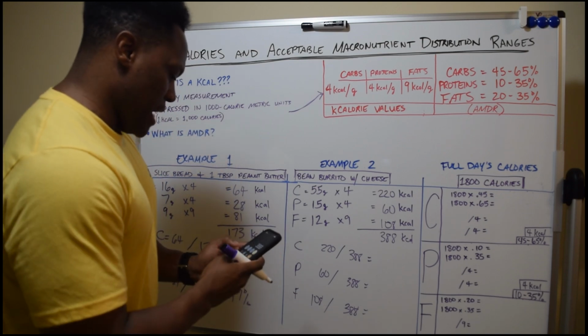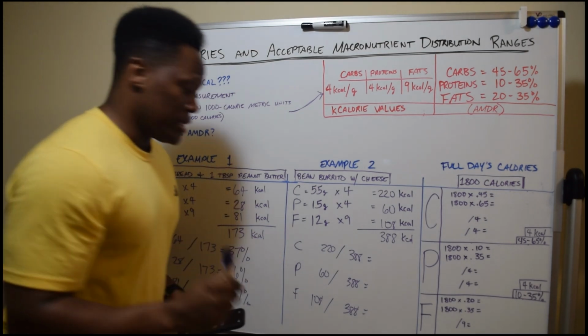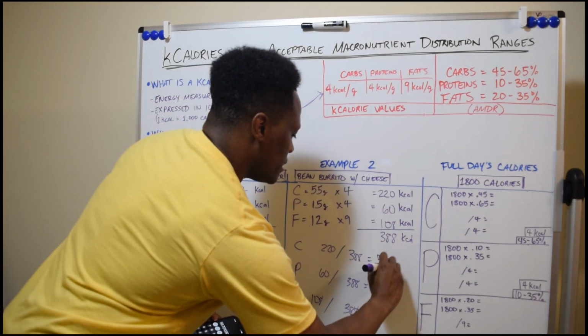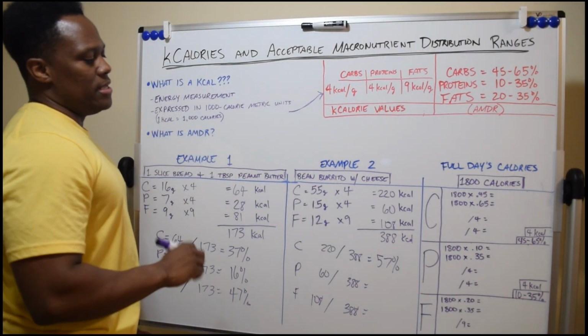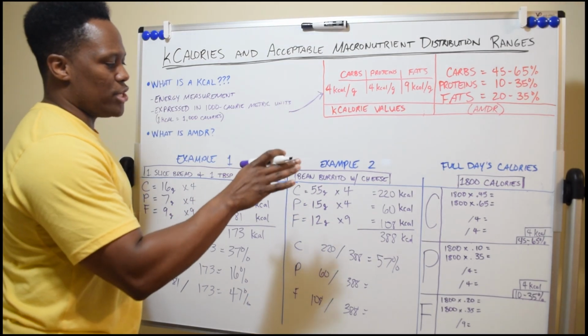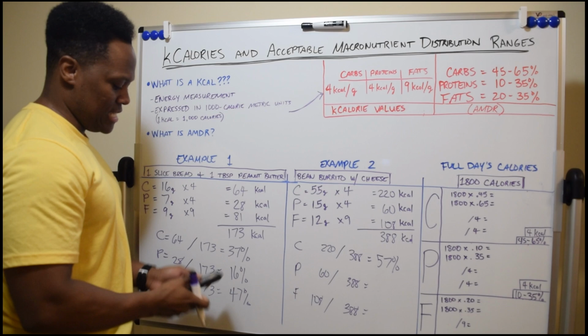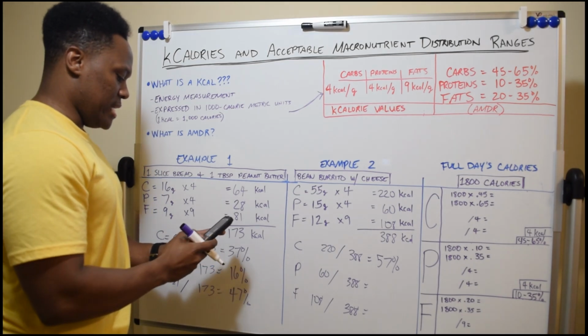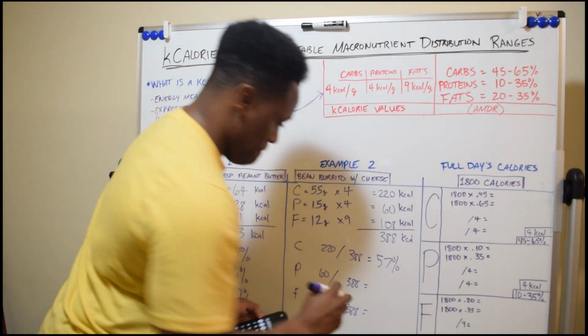220 divided by 388, and that's going to round us up to about 57%. Alright, so carbs here, 57%. That's what the AMDR value is for a bean burrito with cheese, based on these values here that were given to us. Now 60 divided by 388, that's going to give us about 15%.